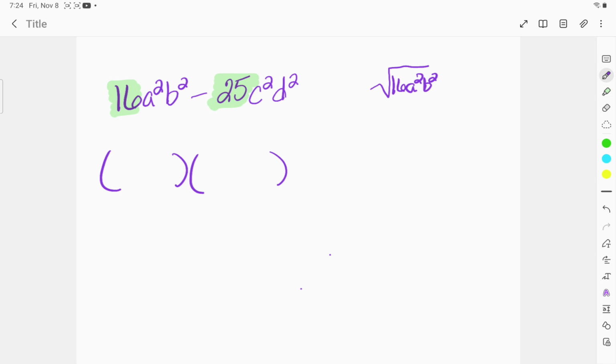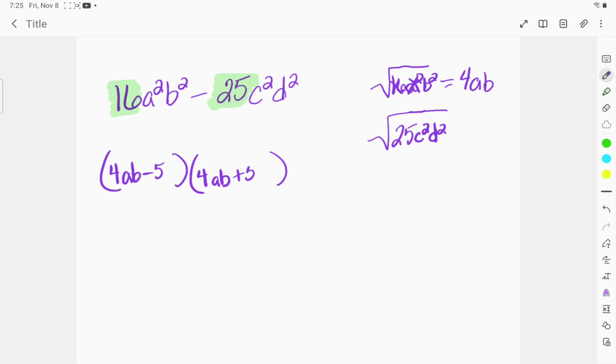All right, so the square root of 16 is 4, the square root of a squared is a, and the square root of b squared is b. Remember, the only difference between my two binomials in my difference of two squares is my signs. And then we're going to take the square root of 25c squared d squared. So the square root of 25 is 5, the square root of c squared is c, and the square root of d squared is d.